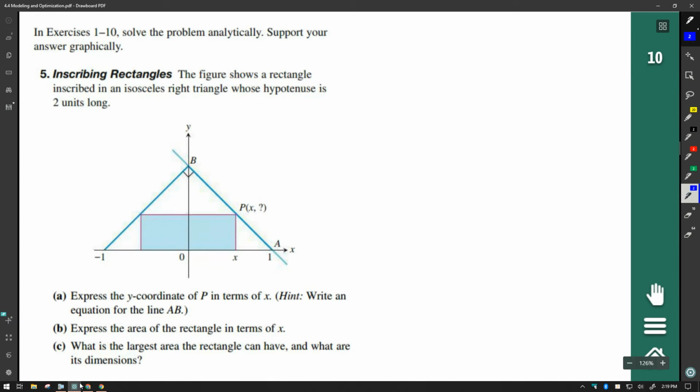Exercise 5 is a very similar question, but this time we're looking at a rectangle inscribed in an isosceles right triangle. Your hint here is it's going to help you to come up with an equation for this line. Y is equal to, what would the equation of that line be? Everything else follows pretty smoothly, and that does it for this video.